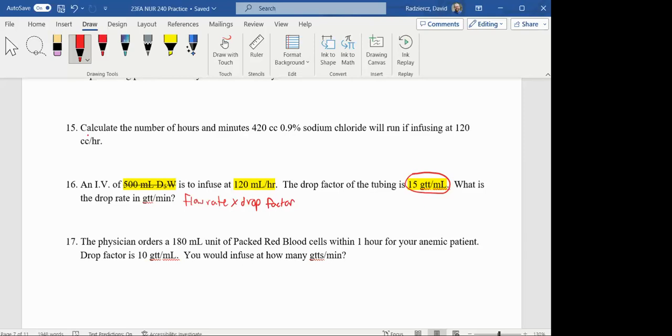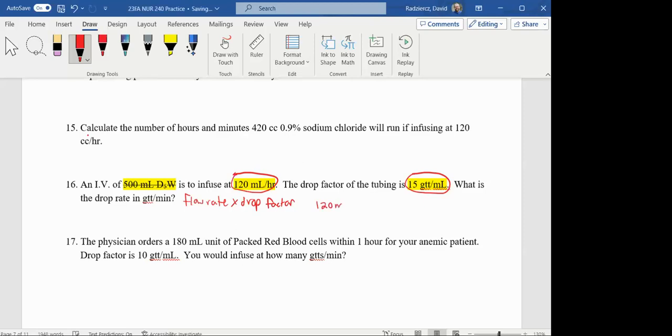All I need are 2 pieces of information: flow rate and drop factor. So if they told me 500 milliliters, dextrose 5% water, infusing over 2 hours or 3 hours or 4 hours or whatever it happens to be, then yeah, I would need to know that, because then I would have to figure out what the flow rate is. But in this example, they give us the flow rate.